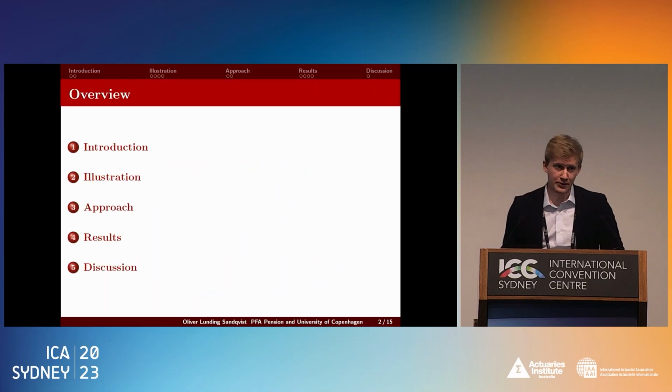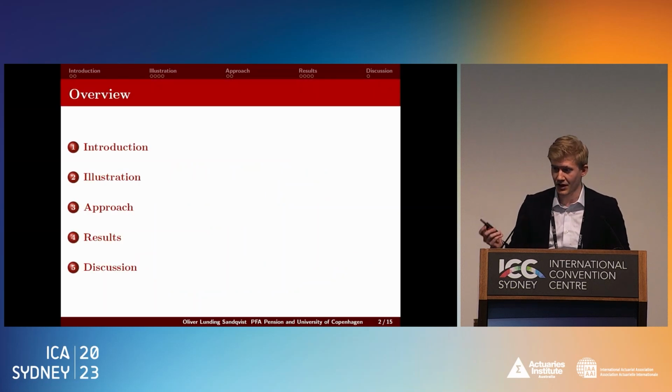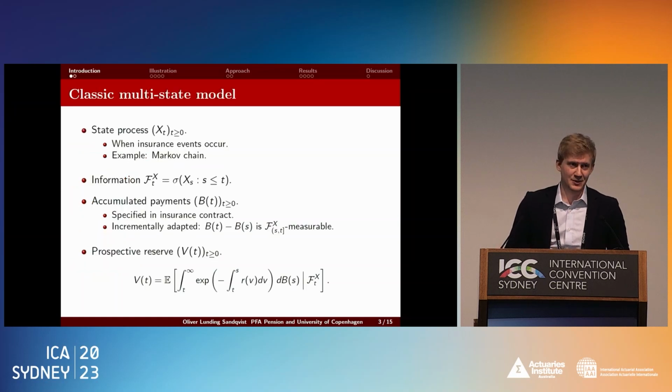So this is the overview of the presentation, and if you have some good eyesight, you might be able to follow along with the agenda on the top of the slides. So to begin speaking about these extensions to the classic multi-state model setup, I'll first have to introduce what I mean when I say the classic multi-state model setup.